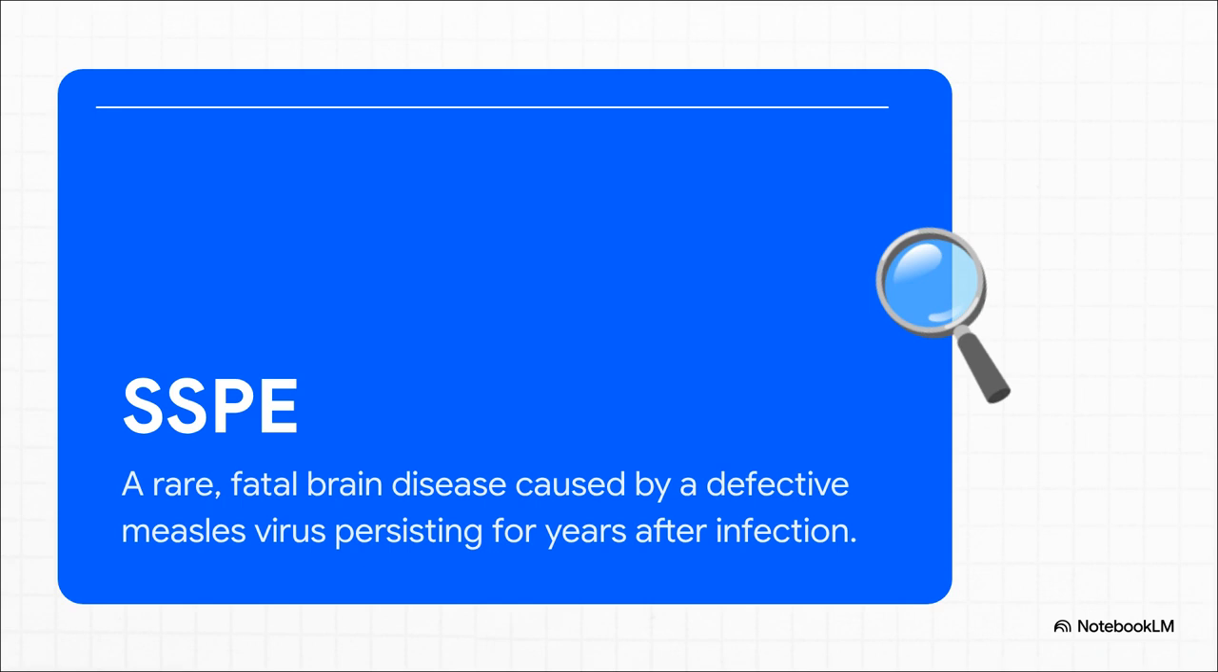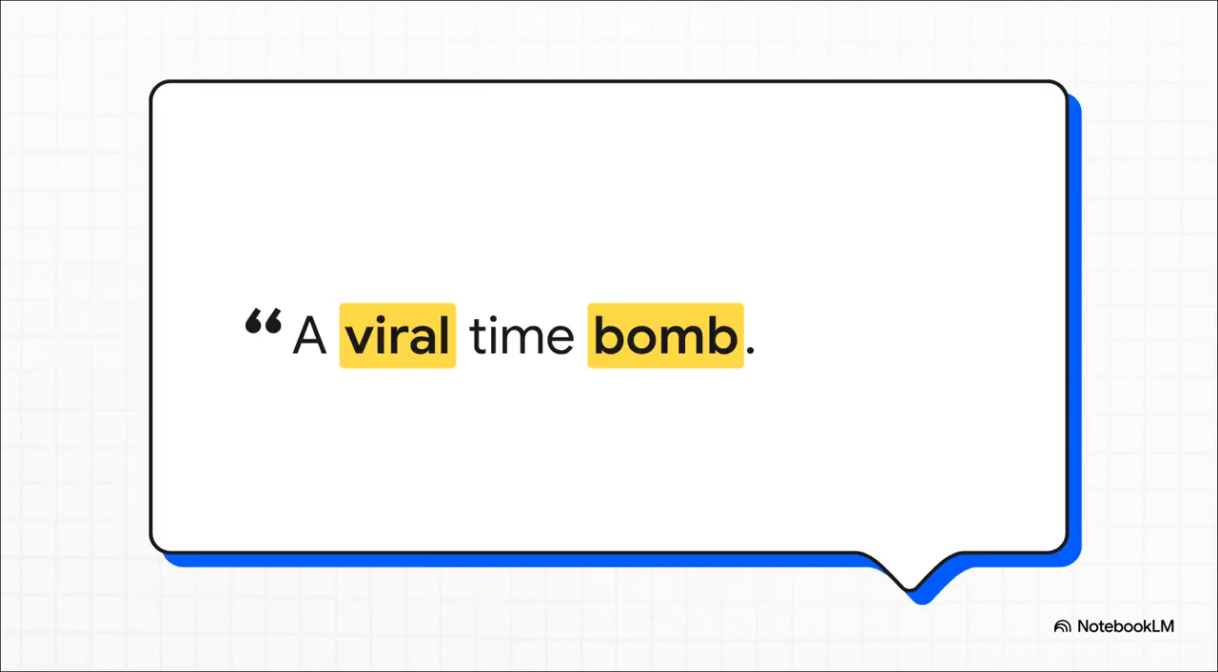It's called subacute sclerosing panencephalitis, or SSPE. It is a rare, always fatal, degenerative brain disease. And it's caused by a defective piece of the measles virus that just stays behind, hiding out in your brain long after you think you've recovered. The only way to describe it really is as a viral time bomb.